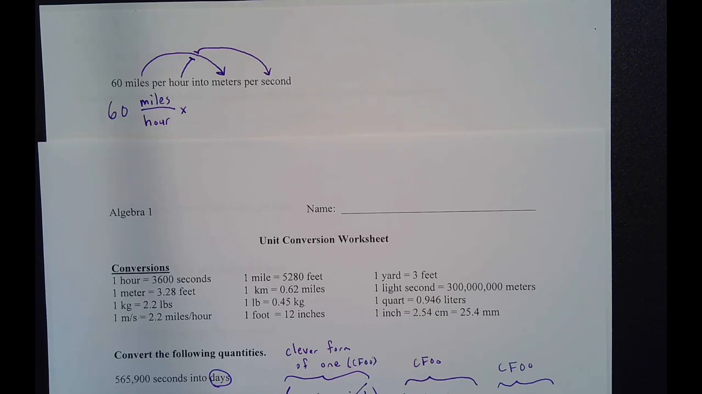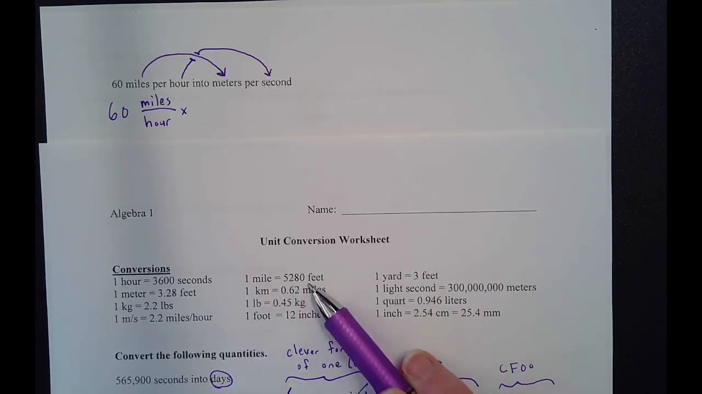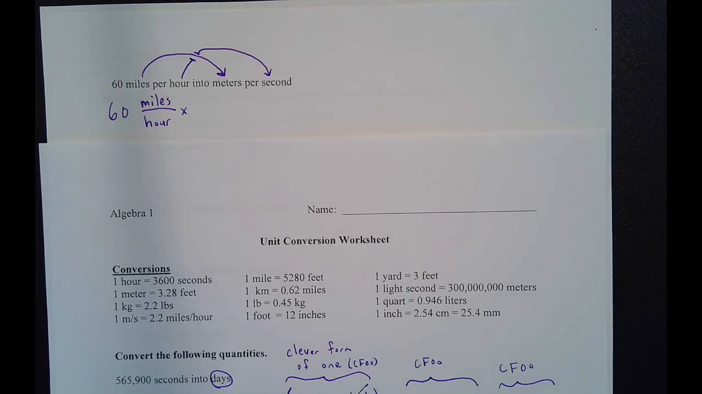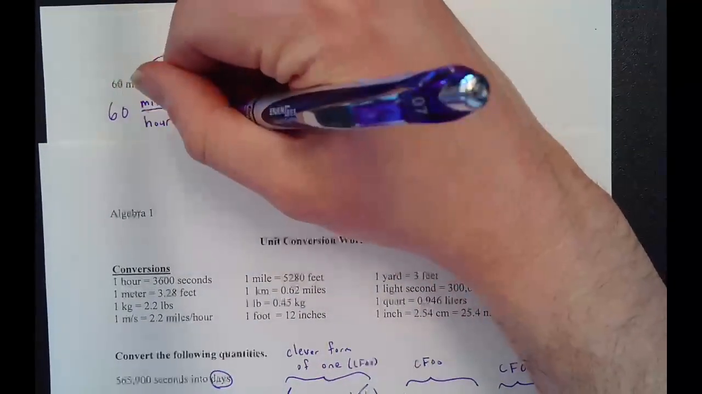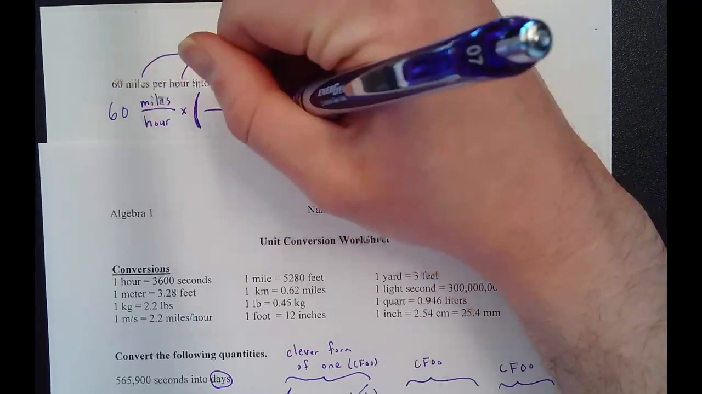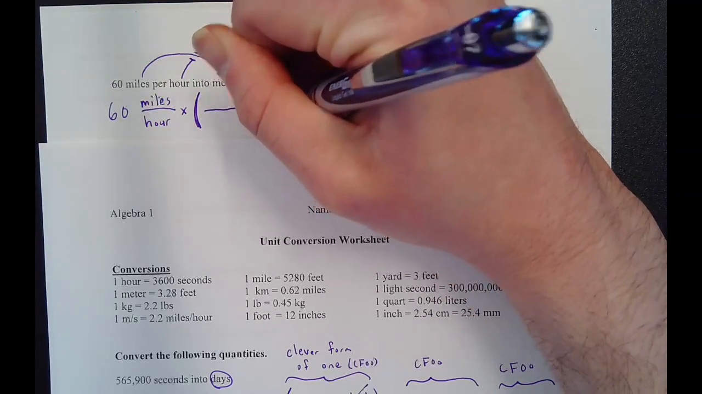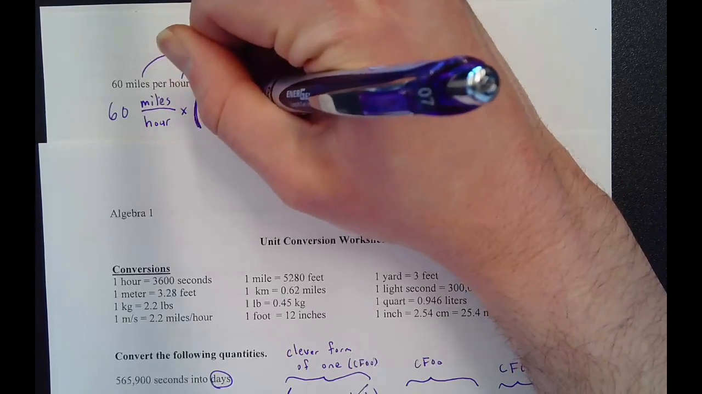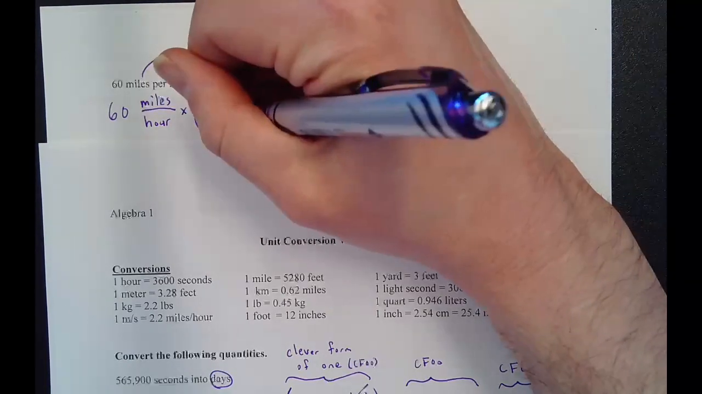Or there's a more direct path. 1 mile is 5,280 feet, and there's 3.28 feet in 1 meter. And so we can use those two conversions. First, I'll go from miles to feet, multiplying again by a clever form of 1. I have miles in the numerator, so I need to cancel it with miles in the denominator. And I'm going to use the fact that there's 5,280 feet in 1 mile.